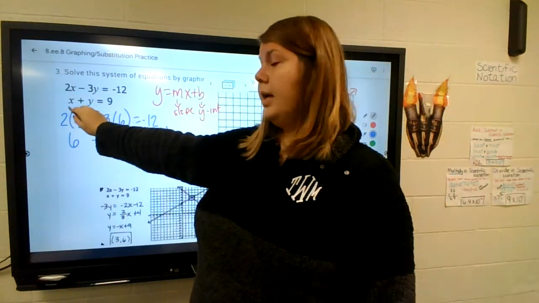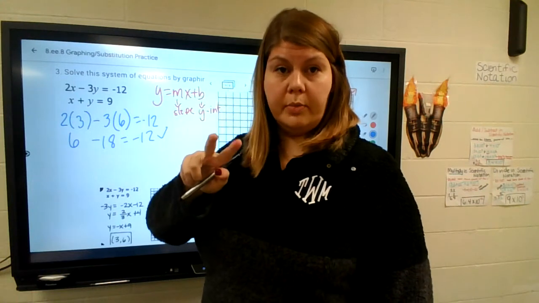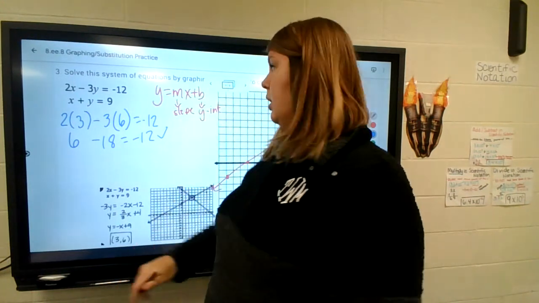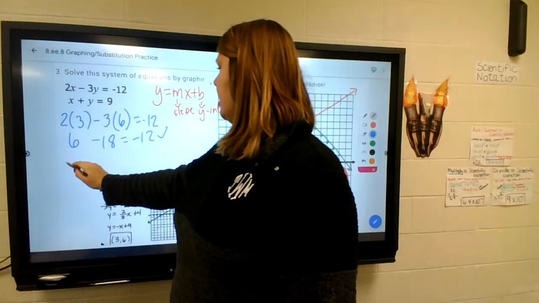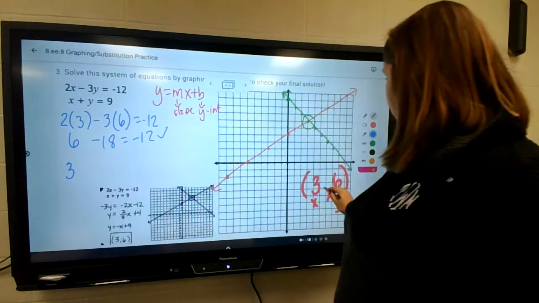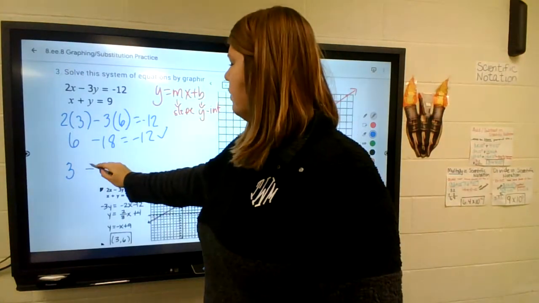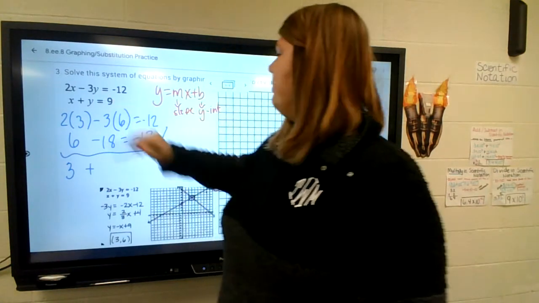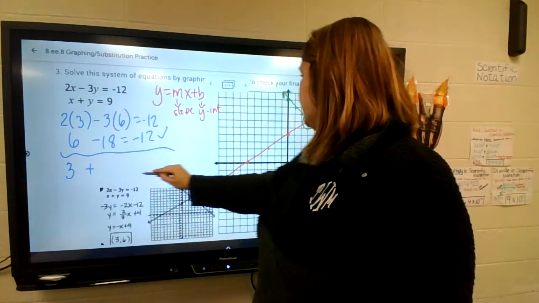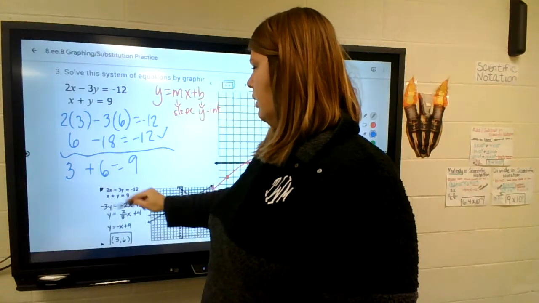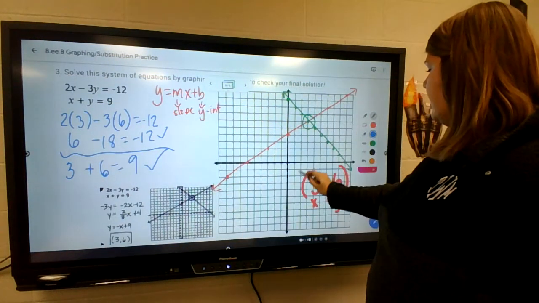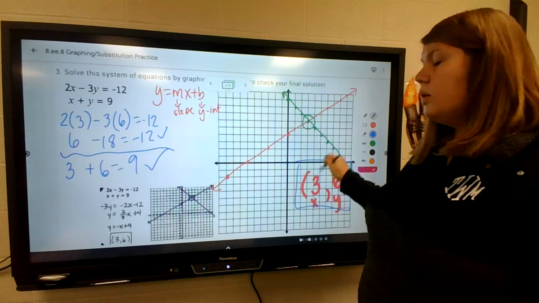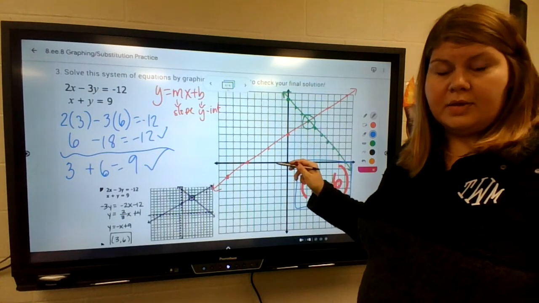Now I need to check the second one. Remember, it has to be good for both of them. They have to work for both of them. So again, x, I got to be 3, plus y, so I'm on my next equation, okay? So plus y, which I got to be 6, does that equal 9? Well, yeah, that one works too. So as long as they work out for both of them, I know that these two x and y values are the solution and will work for both lines, all right?